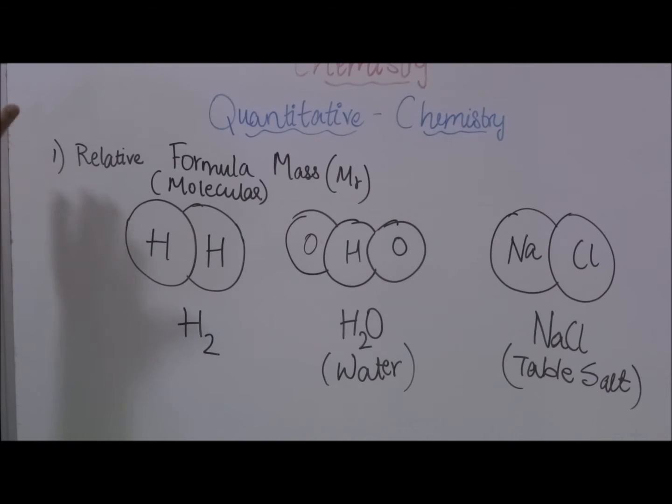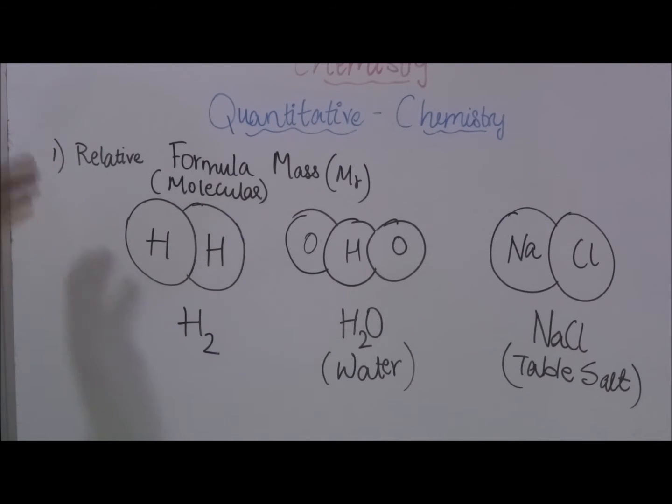Next, we have the relative formula mass or MR of a substance. The relative formula mass of a substance is the total of the relative atomic masses of all the elements present in a formula unit. So many atoms occur naturally as molecules. For example, hydrogen, nitrogen and oxygen. This means that they occur as two atoms together.